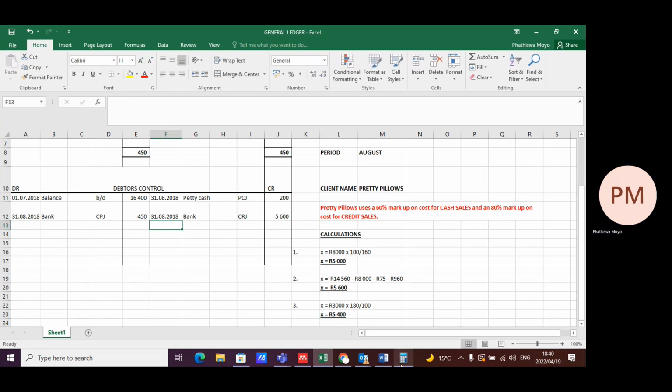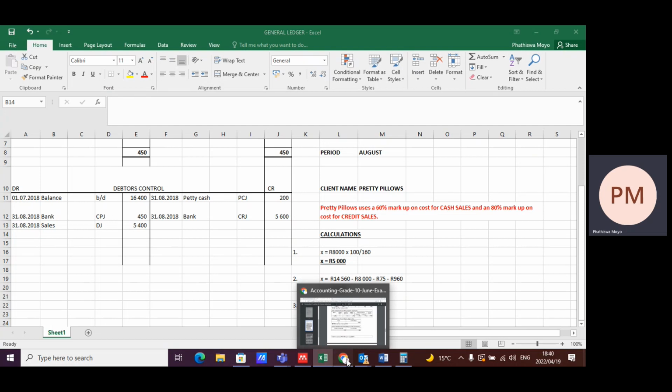So now the contra account is your credit sales. DJ, the amount is 5,400. Show your calculations, because in IB or in any other setup, you earn method marks.